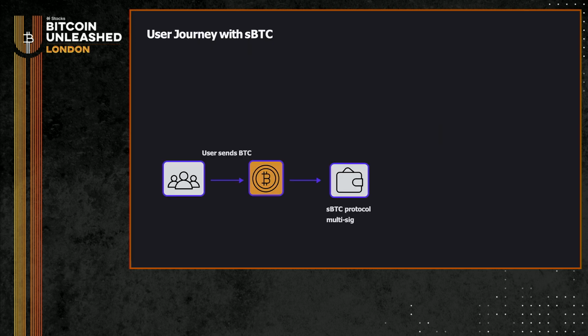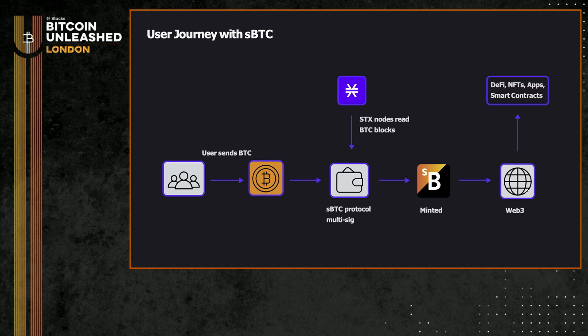Here's how it works. A user would send Bitcoin to the sBTC protocol multisig, and Stacks nodes can read that that transaction has occurred, and at that point, sBTC is minted on the Stacks layer 2, from which it is fully able to be used in DeFi, NFTs, and smart contract-based applications. It's fundamentally an easy way to move your Bitcoin onto the layer 2.